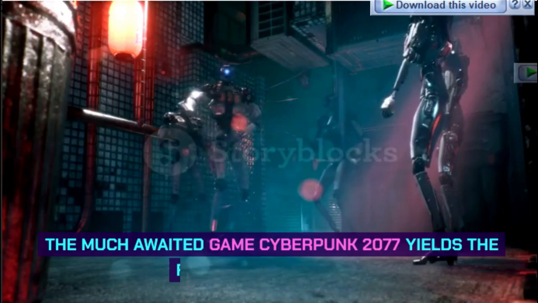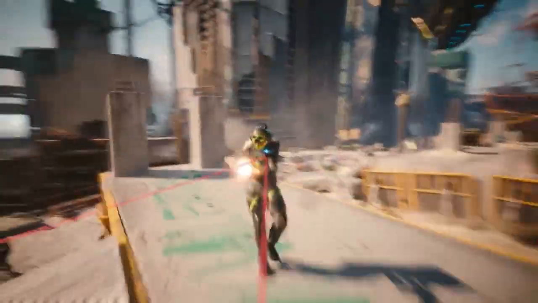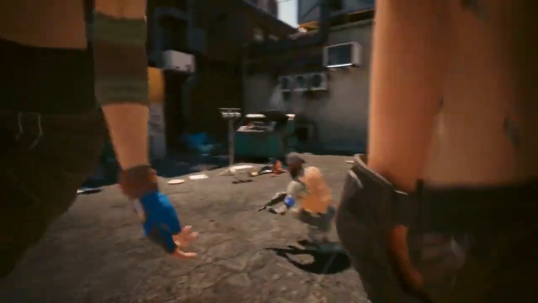The much-awaited game Cyberpunk 2077 yields the following outcomes. At an average speed of 145 frames per second, the i9-13900K continues to dominate the i7-13700K by 6.6%. The i9-13900K and the i7-13700K have different 1% lows of 119 FPS and 110 FPS, respectively, which is an 8.1% difference.